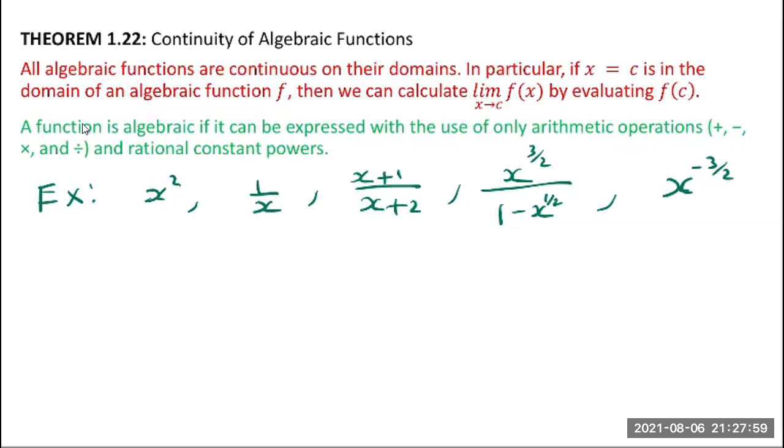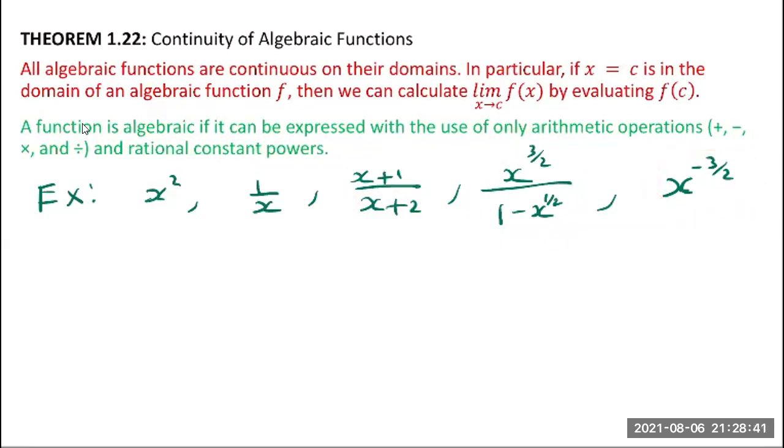First of all, here are some examples of algebraic functions. What are algebraic functions? A function is algebraic if it can be expressed with the use of only arithmetic operations, plus, minus, multiplication, division, and rational constant powers. Here are some examples of algebraic functions. As you can see, this is a rational power, and you have x here. This is also an example of an algebraic function. Here is another example: x plus 1 divided by x plus 2. There are more examples here.